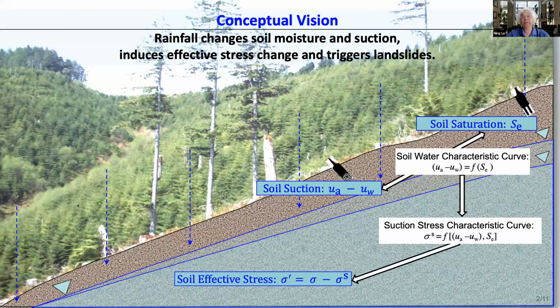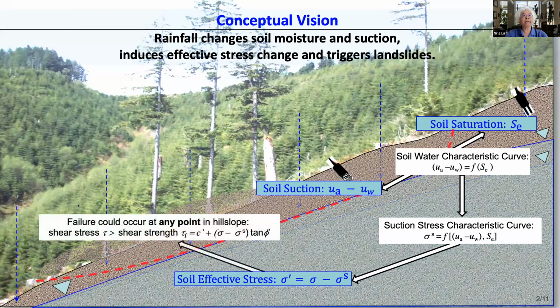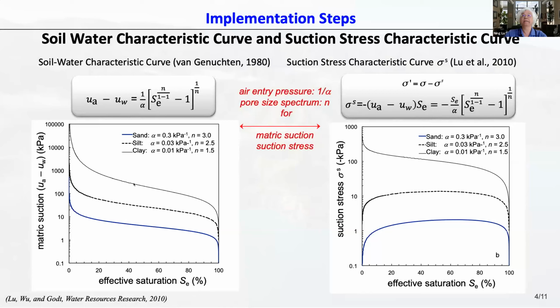With that, we will be able to understand, characterize and quantify the so-called effective stress, which is the one that holds the slope there. When the effective stress reaches some threshold, which we call the shear strength, there is going to be a landslide. So this is basically the entire process: we try to understand and quantify the soil moisture and the suction, quantify the effective stress, and come up with the ability to see whether we can predict the landslide.